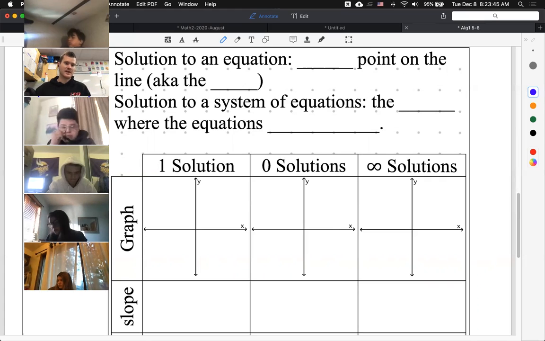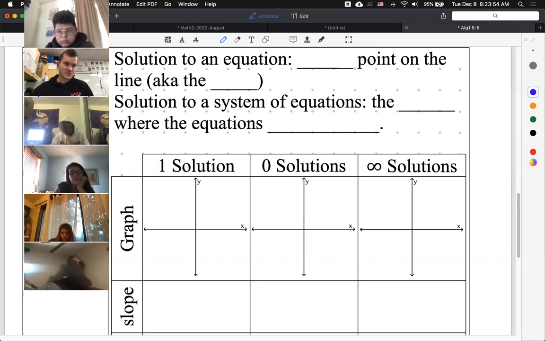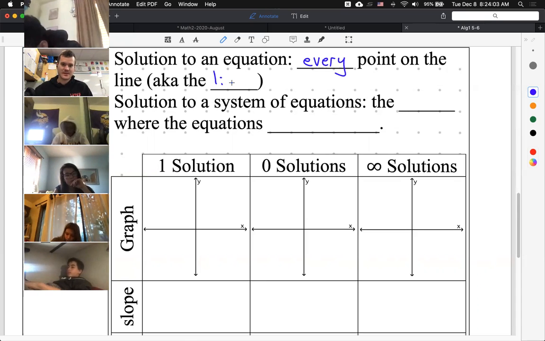I say if I'm just talking about that one line, this is a point that is a solution to the equation. I'm just talking about one equation here. I'm not even talking about a system of equations. Just one line, any point on that line is an answer, is a solution. So it's every point on that line, AKA it is the line. The line itself is the solution. And that's what it means to graph the line. It's kind of cool. It's a graphical way of saying these are all the solutions to this equation.